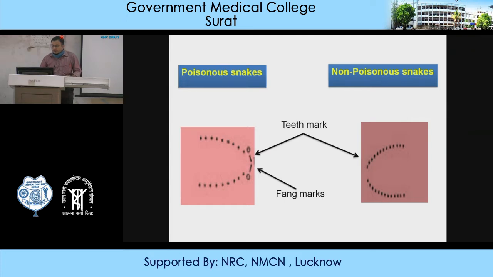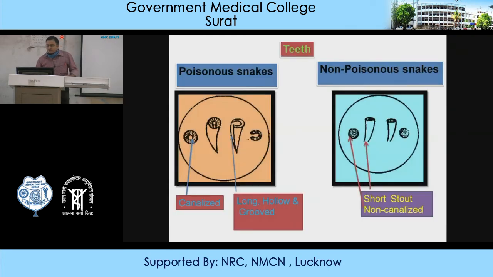There are two fang marks in a poisonous snake, while in a non-poisonous snake there are small teeth but no fang marks. Now, poisonous teeth: how do they secrete or insert the poison into the enemy? There are two types of poisonous fang.